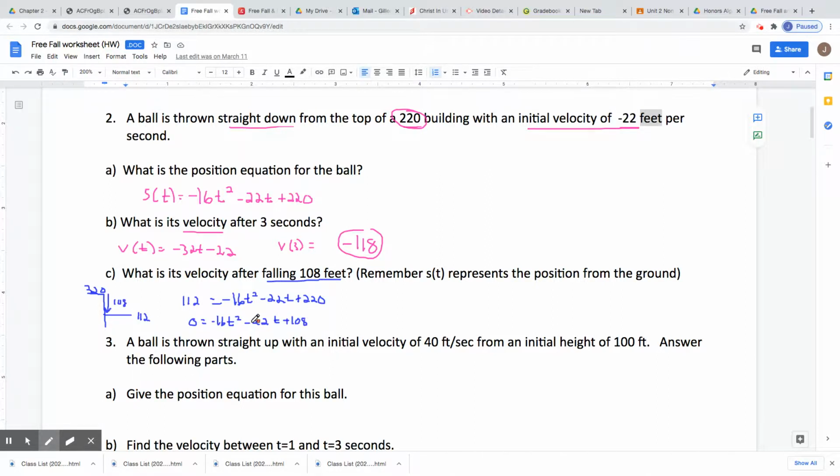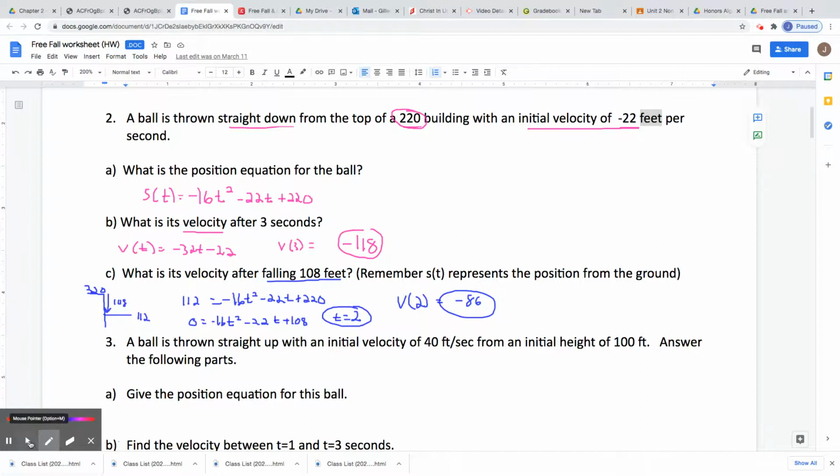And this is the equation that we're going to plug into the calculator using menu 333. And we end up with t equals 2 seconds. So then we're going to take that 2 and plug it into the velocity equation because at 2 seconds, that's when it fell 108 feet. So we plug 2 into the velocity equation, which is negative 32 times 2 minus 22, which is negative 86. And that is our answer for that one.